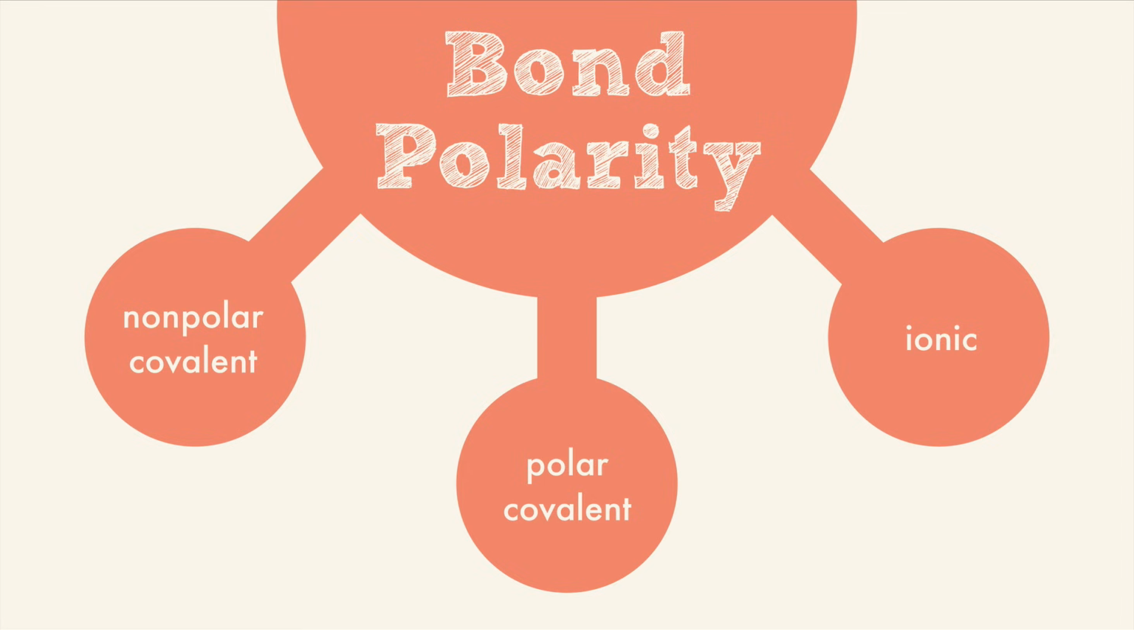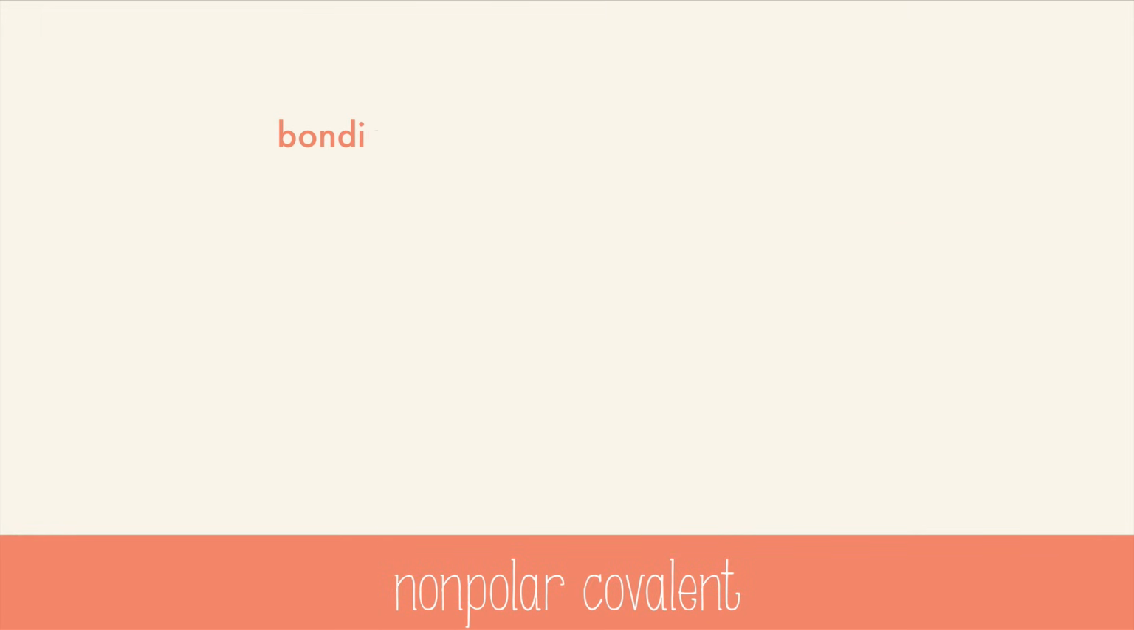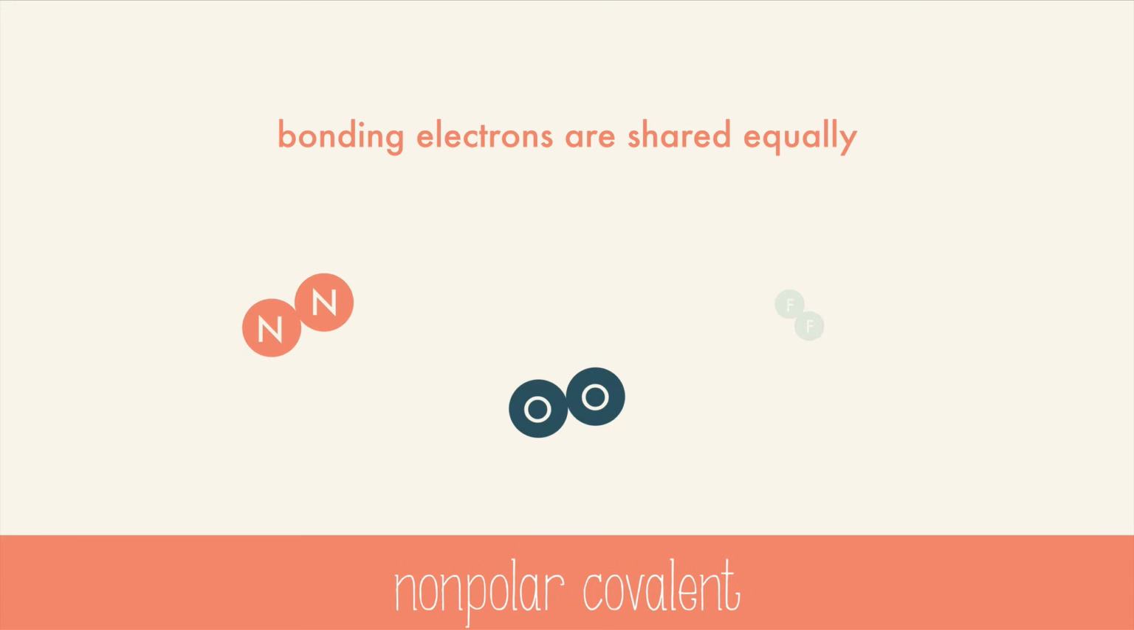Let's look at some examples of the covalent bonds. Non-polar covalent bonds share electrons equally. Examples include all of the Brinkelhoff twins, like nitrogen and oxygen and fluorine, but also other molecules like carbon dioxide that have atoms with really similar electronegativities.